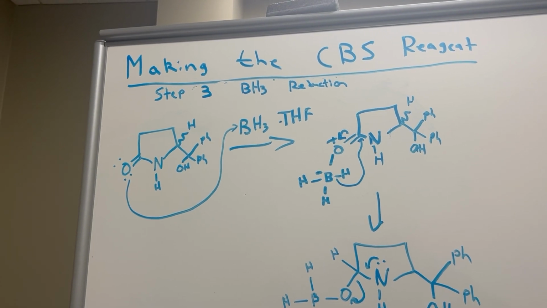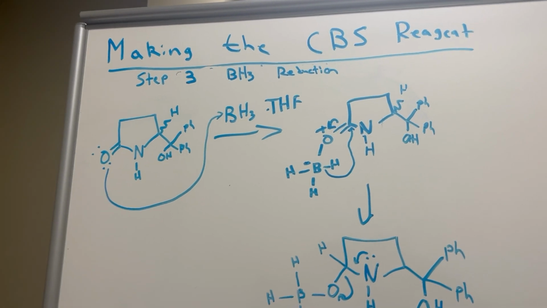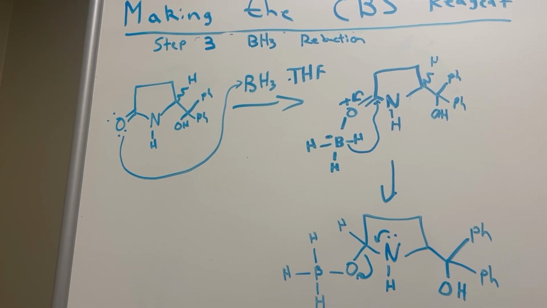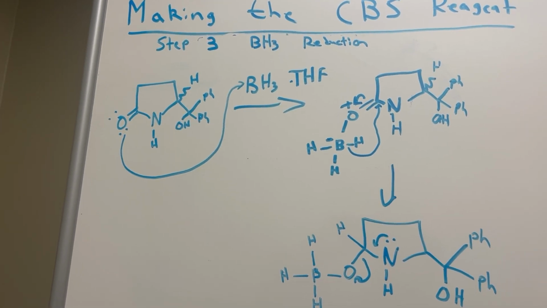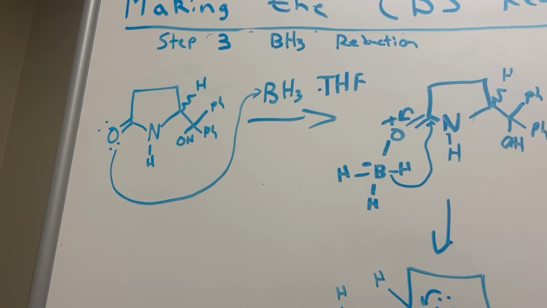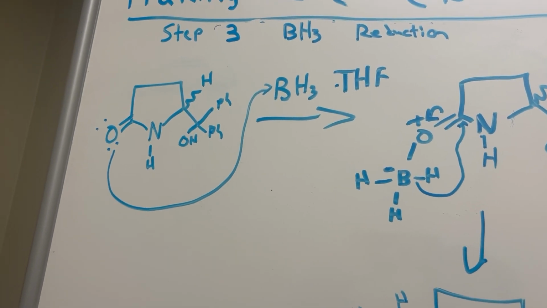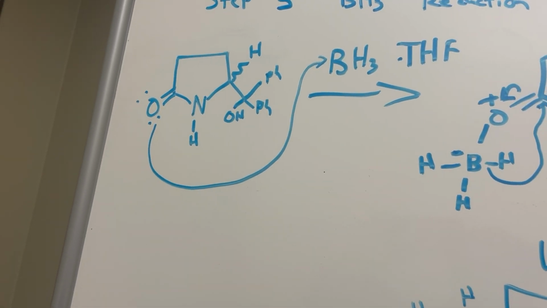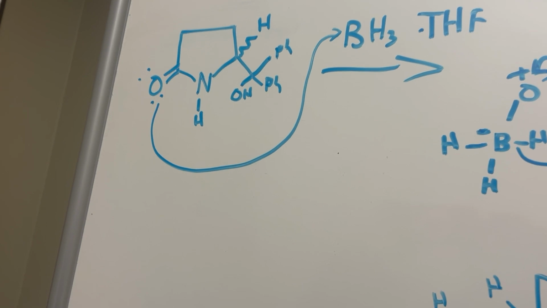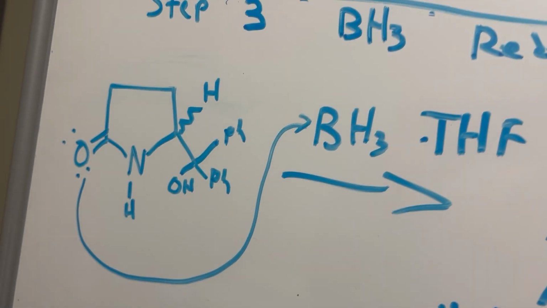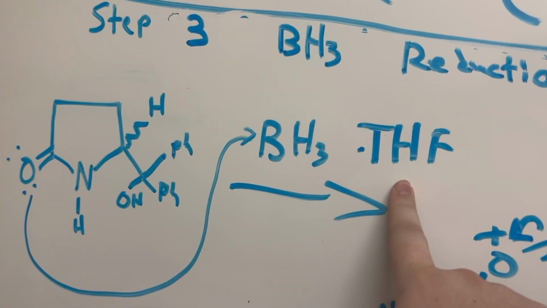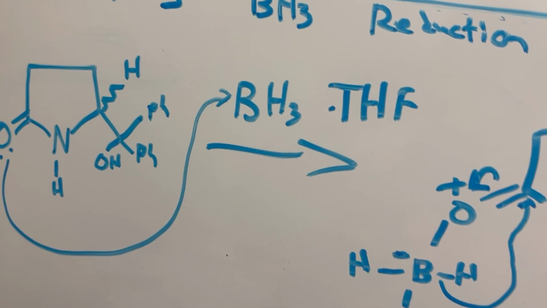So this is the third step in making the CBS reagent. Step 3 is the BH3 reduction. We haven't really done this in sophomore year organic chemistry, but it's very similar to lithium aluminum hydride reduction of a carbonyl. So the first thing we do is the carbonyl's electrons pick up and bind to BH3, because BH3 is never satisfied. THF is just the solvent that it's dissolved in.